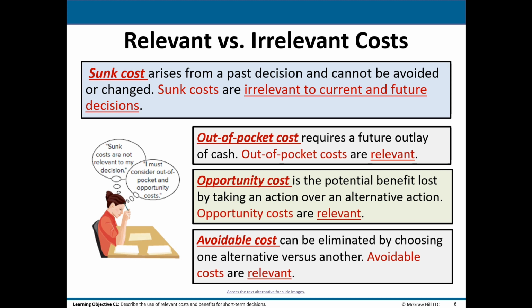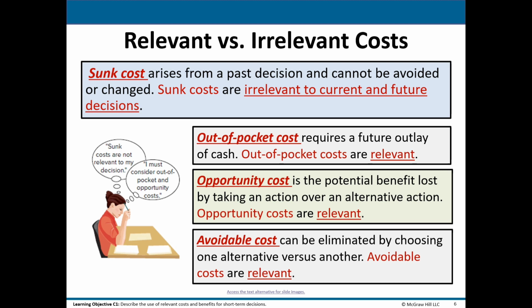Opportunity cost is the potential benefit lost by taking a specific action instead of alternative actions. They're relevant to many managerial decisions. This is one you hear a lot. An example is a student giving up wages from a job to attend summer school. The lost wages are part of the cost of attending summer school. Although opportunity costs are not entered in accounting records, they are relevant to many managerial decisions.